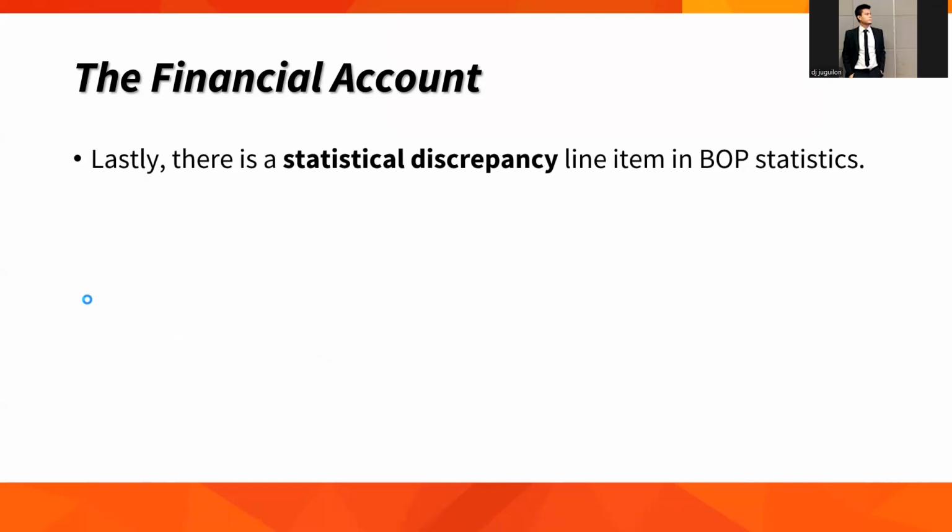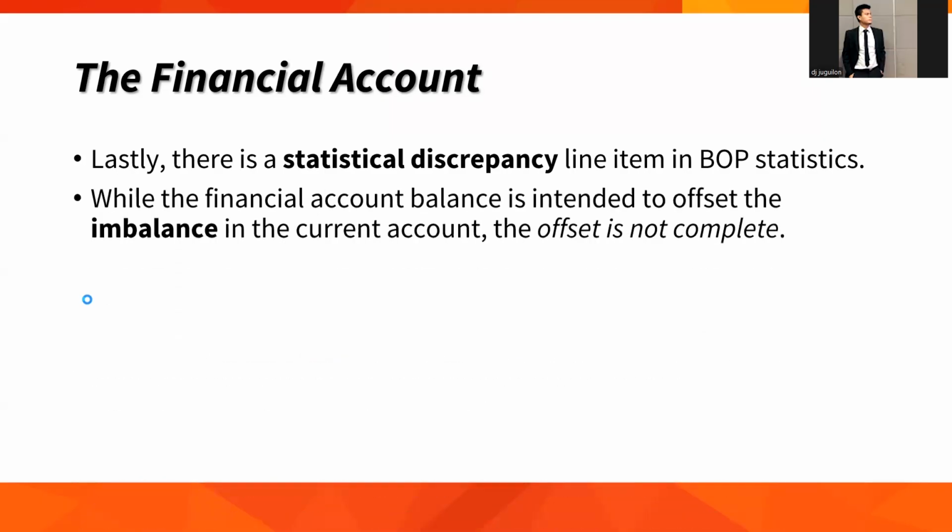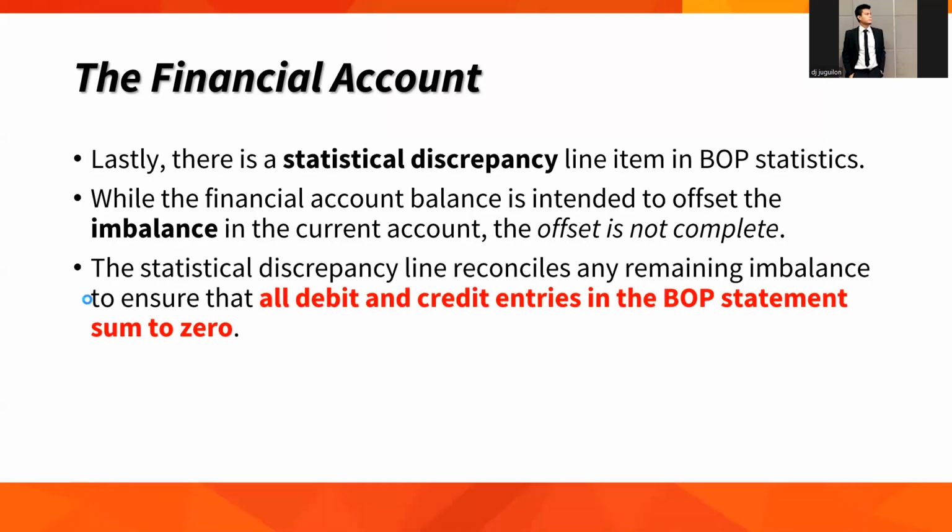Lastly, there is what we call a statistical discrepancy in the balance of payments. While the financial account balance is intended to offset the imbalance in our current account, the offset is not complete. This statistical discrepancy line reconciles any remaining imbalance to ensure that all debit and credit entries in the BOP statement sum to zero. Because in practice, the balances in the current and financial accounts don't always match.